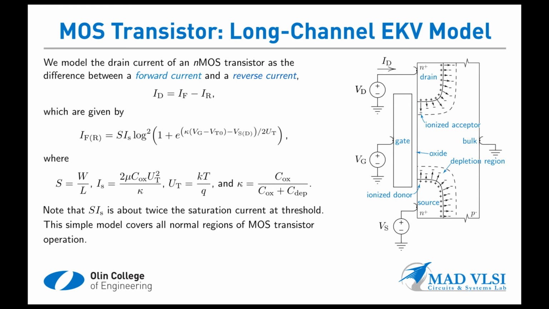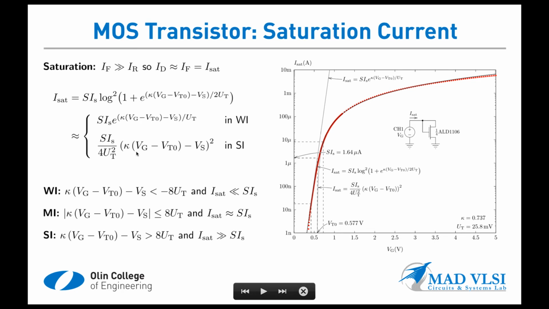So here is what the saturation current expression is again. In saturation, basically the forward current term is much larger than the reverse current term, and so the current is just equal to the forward current term, which is the saturation current. And in weak inversion, this form limits to the exponential model, and in strong inversion, it limits to this quadratic form.